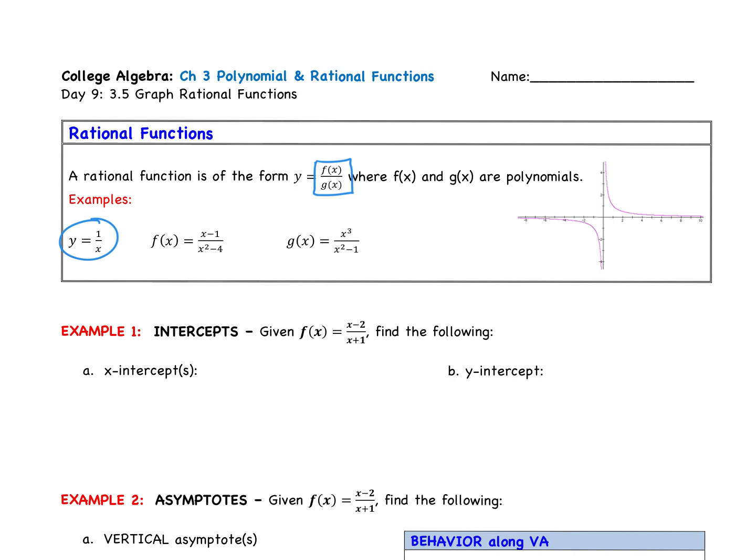1 over x, that's a rational function. Like I said, just a fraction. Then you have f of x, you have g of x, they're all fractions. We're going to learn how to graph those. You will see an example here to the right. We've seen pictures like this before when we've done domain and range. The thing that you need to know with a rational function is its behavior is a little bit different than a normal graph in that it has, if you remember, what are called asymptotes.